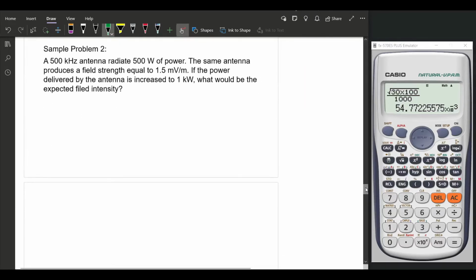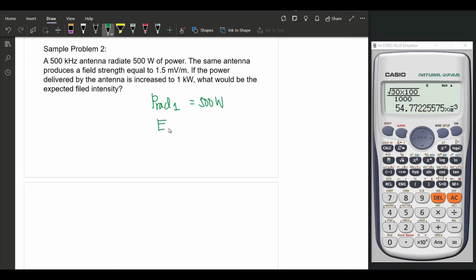A 500 kHz antenna radiates 500 watts of power. The same antenna produces a field strength equal to 1.5 millivolts per meter. If the power delivered by the antenna is increased to 1 kilowatt, then what would be the expected field intensity? So ang sabi niya, una, you have this power, let's say 500 watts. Then yung field strength niya, which is yung E, that is 1.5 millivolt per meter. So ano daw yung magiging field strength if yung power magiging, this is power 2, what will be the field strength for that power?